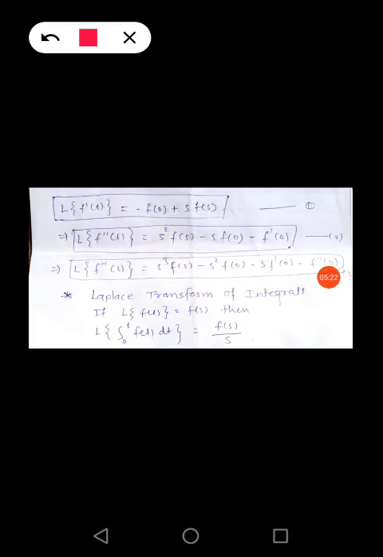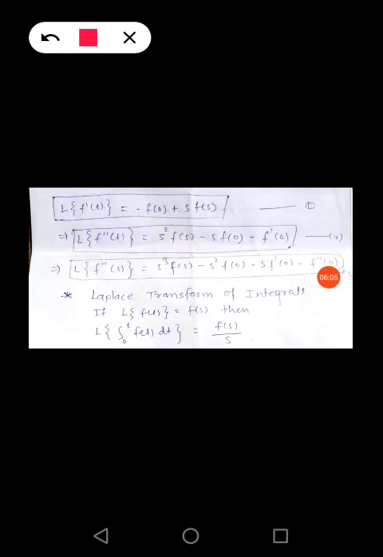Laplace of the second derivative of f of t is equal to s square into F of s minus s into f of 0 minus f dash of 0. Here f of 0 denotes the limit as t tends to 0 of f of t, and f dash of 0 denotes the limit as t tends to 0 of f dash of t. Similarly for the third derivative, Laplace of f triple dash of t is equal to s cube F of s minus s square f of 0 minus s f dash of 0 minus f double dash of 0. Here f of 0 denotes the limit as t tends to 0 of f of t, f dash of 0 denotes the limit of f dash of t, and f double dash of 0 denotes the limit as t tends to 0 of f double dash of t.